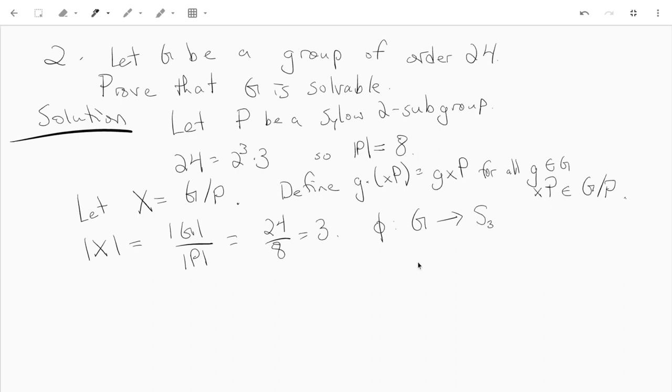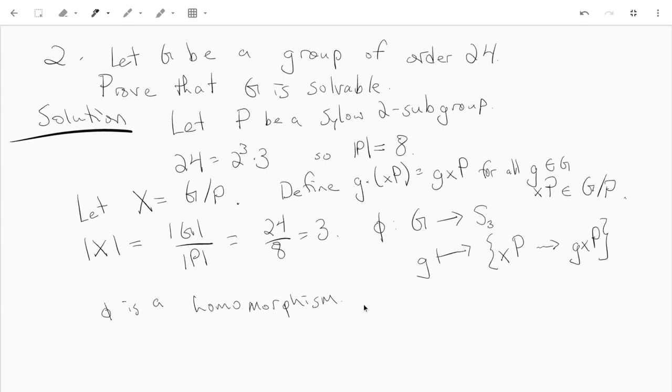What is the definition of phi? Well, g gets mapped to the permutation that sends the coset xP to gxP. So we get that phi is a homomorphism. That's pretty good.